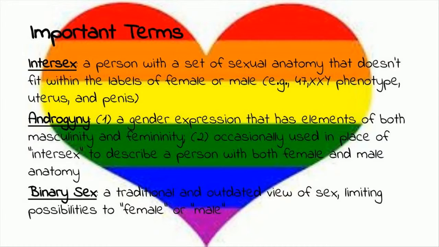Important terms: intersex, a person with a set of sexual anatomy that doesn't fit within the labels of female or male. For example, 47, XX-Y phenotype, uterus, and penis. Androgyny, a gender expression that has elements of both masculinity and femininity. Occasionally used in place of intersex to describe a person with both female and male anatomy. Binary sex, a traditional and outdated view of sex, limiting possibilities to female or male.